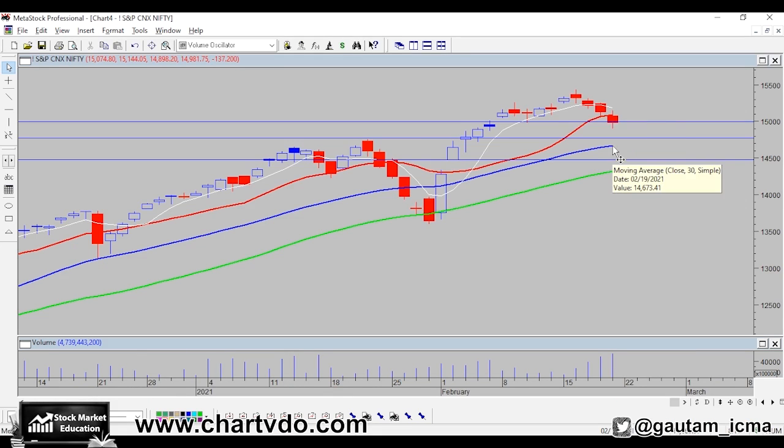The 30 SMA, presently at 14,670 odd level, still has an upward slope. Perhaps that may come and merge with the levels of 14,750 in coming days. Well, we need to check it out. The last time, the major reversal came from the 50 SMA, which is at present at the level of 14,300.